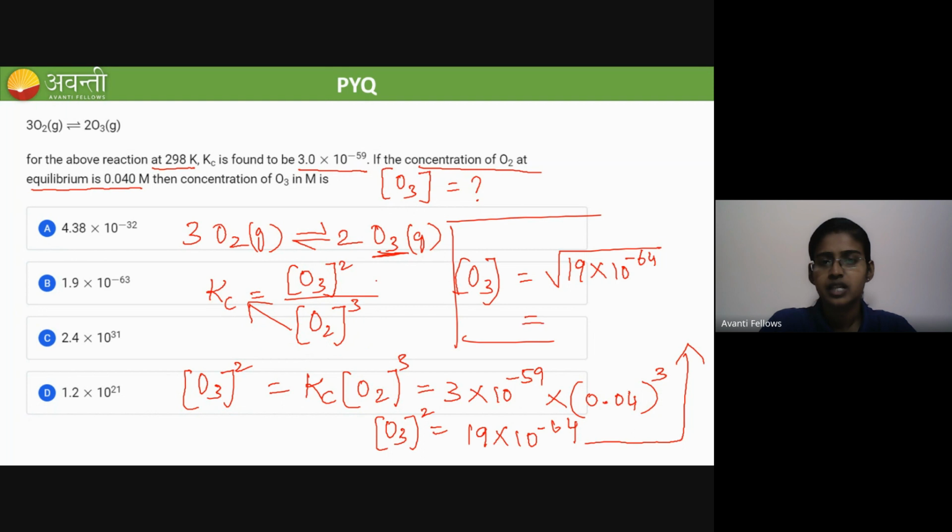If I take this minus 64 from the root, I will get minus 32, right? And root 16 is 4, right? Then for root 19, it will be more than 4. It will be like a 4 point something. So in the given options, we have only one option which is having a 4 point value, that is option A. So we have 4.38 into 10 to the power minus 32. Option A is the correct answer. That is the concentration of ozone. Clear? Clear for all?